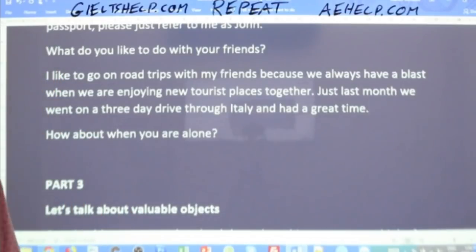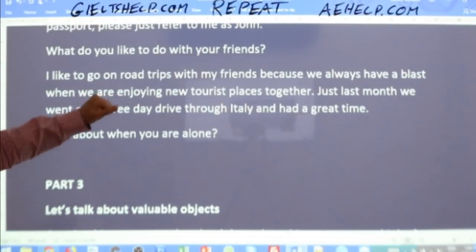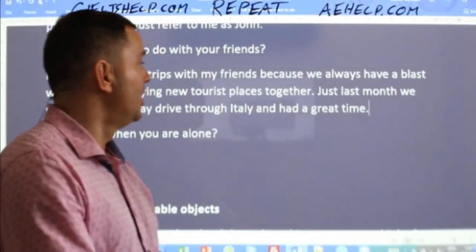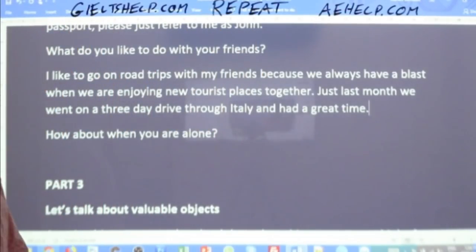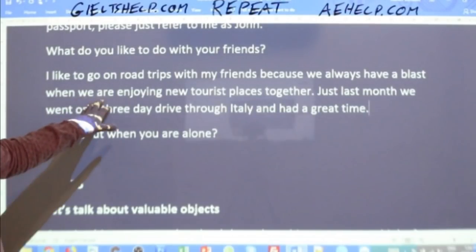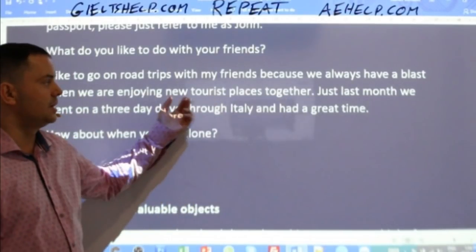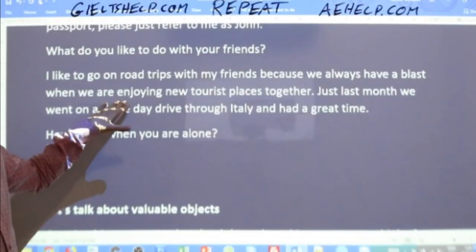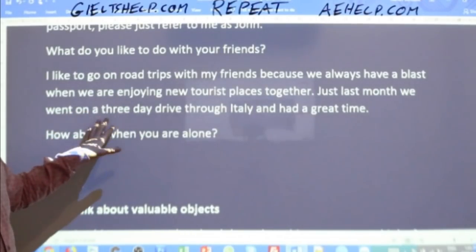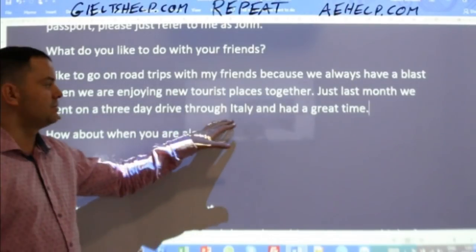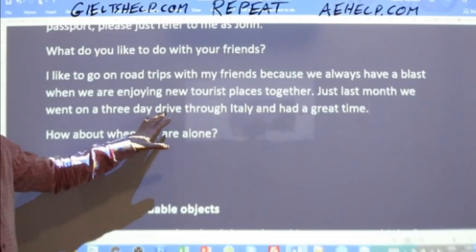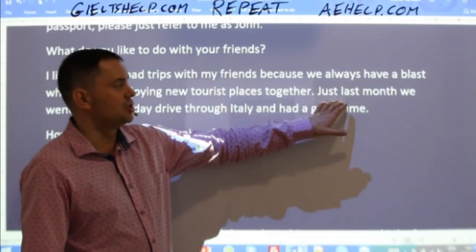Sure. Adding to vocabulary, road trip. Road trip means that you and your friends are driving in a car across the country or from place to place. Have a blast when we are enjoying new places together. It's a nice conditional subordinating conjunction. Just last month, we went on a 3-day drive through Italy and had a great time. So there you go. That's a smooth flowing example with just last month.